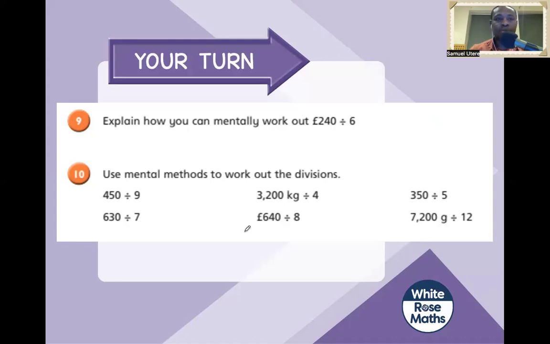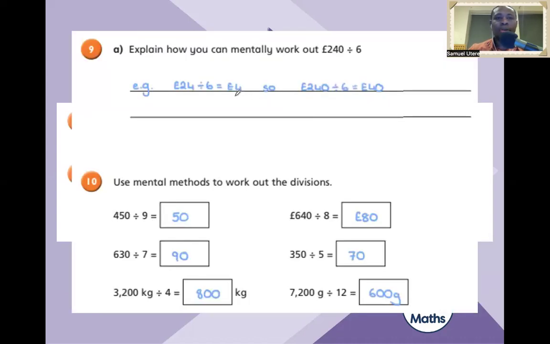Let's discuss them. So for question 9, you were asked to explain how you can mentally work out 240 pounds divided by 6. Well, there are different ways to do it, but one really quick and easy way to do it is to do 24 divided by 6. But you can see that 240 is 10 times bigger than 24. So your answer will be 10 times bigger. So your answer will be 40 pounds.